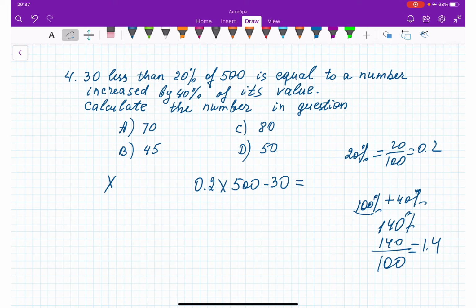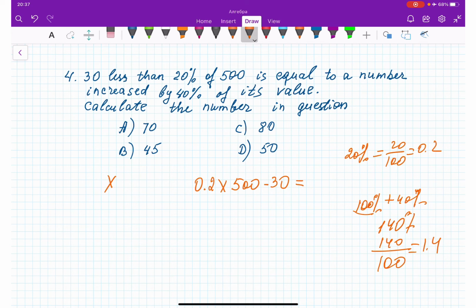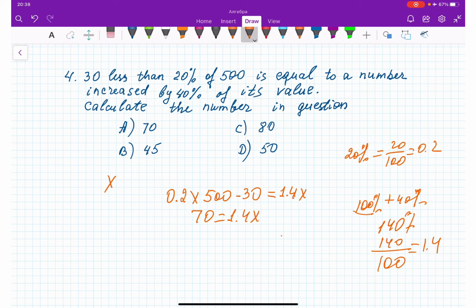Let me include this in here. So that's going to be 1.4 of x. Here we are getting 100 minus 30, which is 70, equal to 1.4x. And x is going to be equal to 70 divided by 1.4, and we are getting 50. All right. Next question.